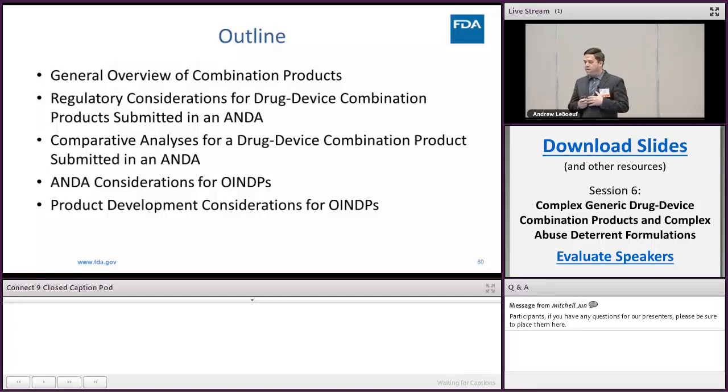which discusses the user interface considerations for these products. So what is basic device design? How do we assess it in the context of the RLD, and what do we look at for sameness in that respect? We'll then close out the discussion with a brief overview of product development considerations for OINDPs, which are oral inhalation and nasal drug products.